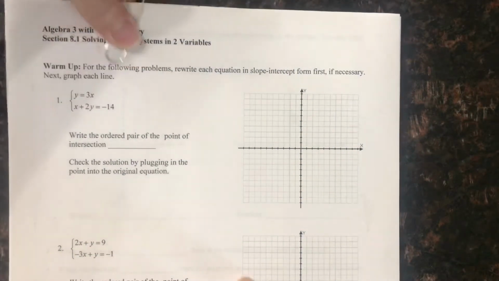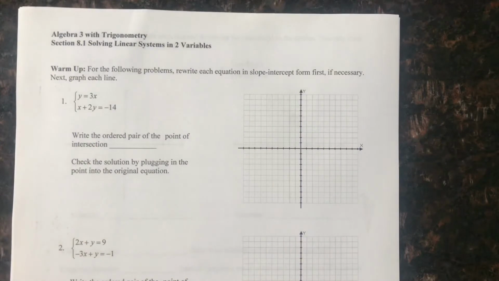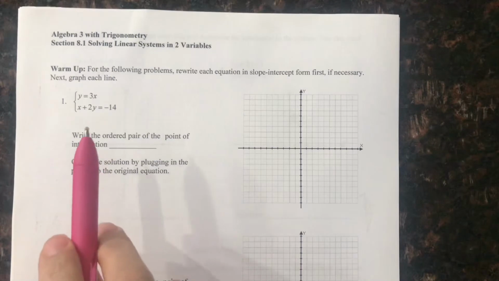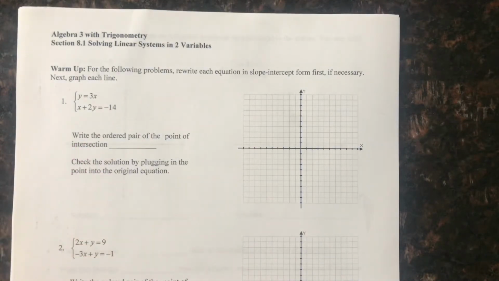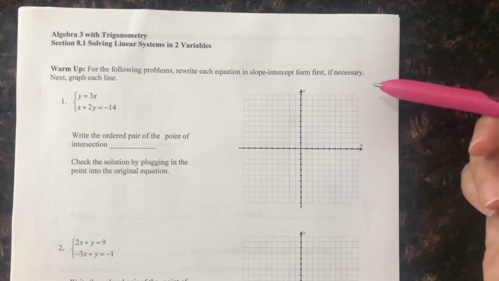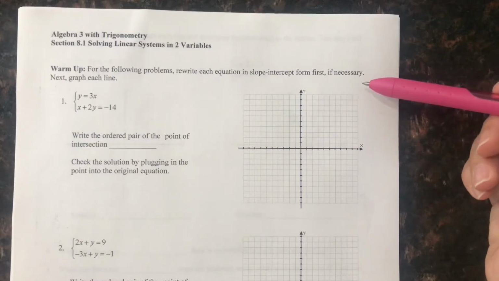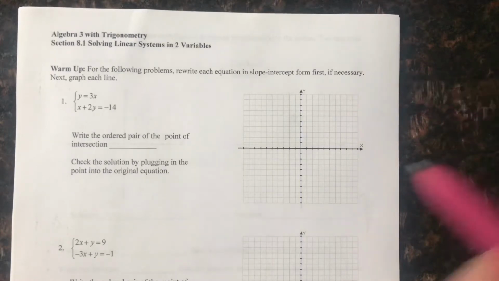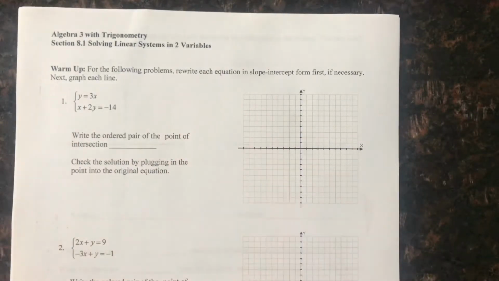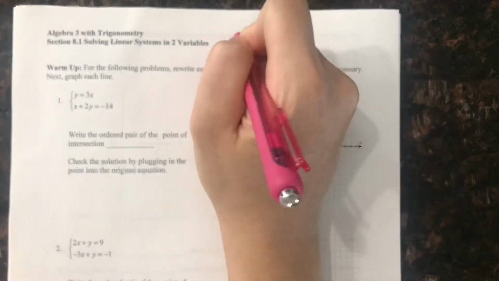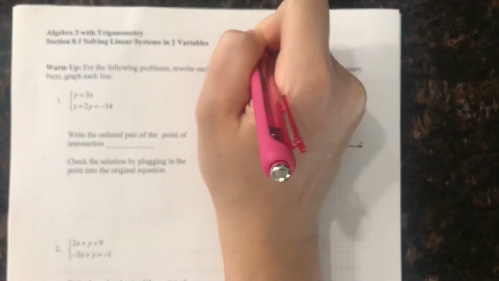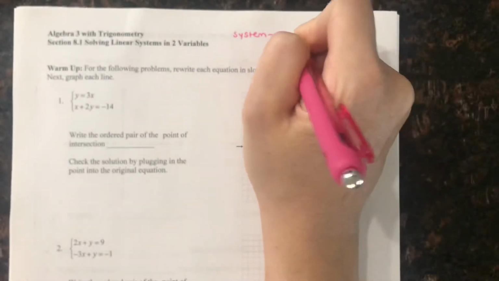Okay, so today we're going to be talking about section 8.1, which is solving linear systems in two variables. So this process includes graphing, elimination, and substitution. For the following warm-up problems, we're going to rewrite each equation in slope-intercept form first, and then we're going to graph each line. A system, just to start out with a definition, is always going to be two or more equations.